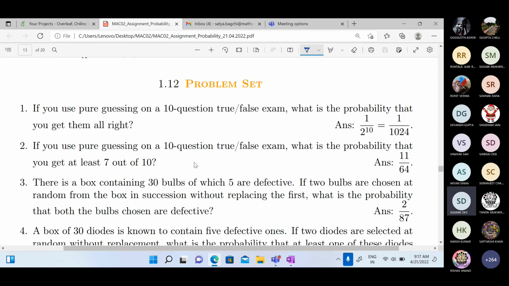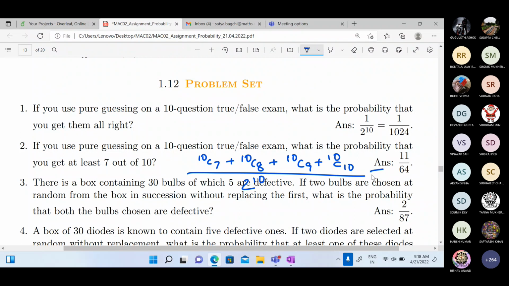So the final answer is 10 choose 7 plus 10 choose 8 plus 10 choose 9 plus 10 choose 10, over 2 to the power 10. This is equal to that. I hope you are getting it at least. Those who are not getting it, please try yourself and discuss with your friends later on.